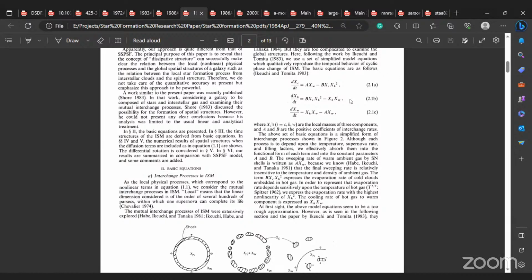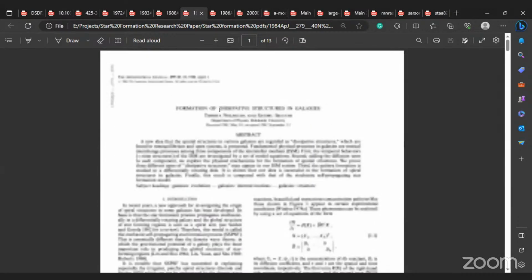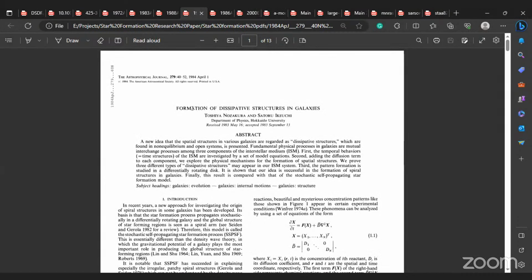I'm sorry we cannot discuss every paper in detail here because the number of classes that are allowed for every mentor is limited. I'm sorry. So that's why we cannot discuss every paper in detail. However, we can clear your doubts if you have any confusion related to the paper. Okay. So this is the name of the paper, Formation of Dissipative Structures in Galaxies.